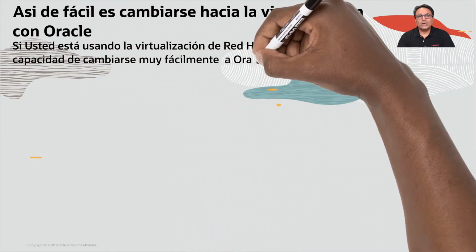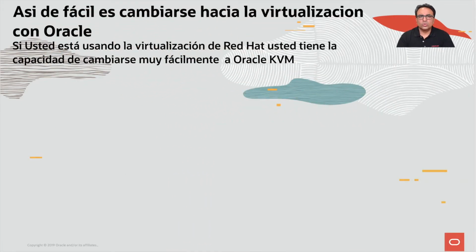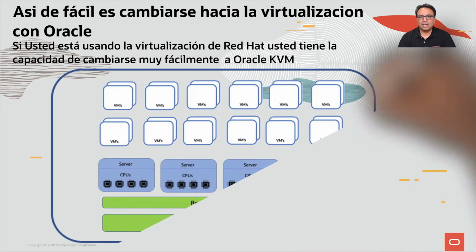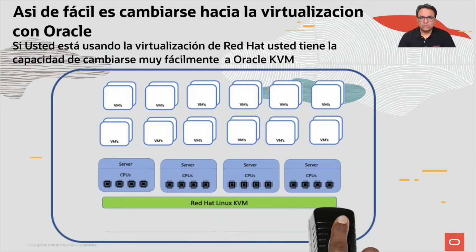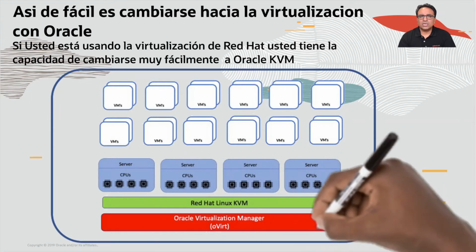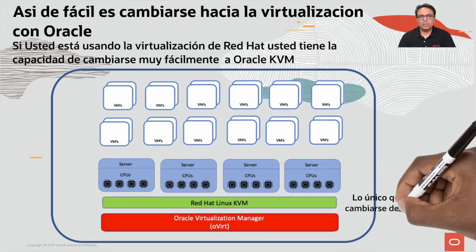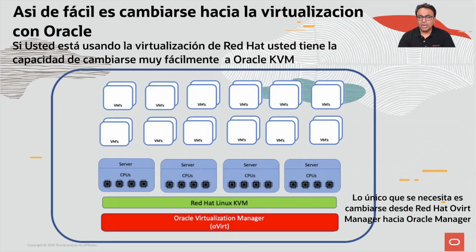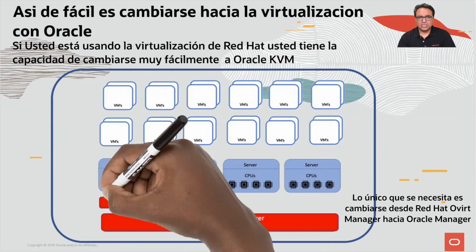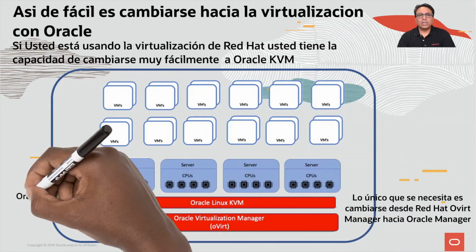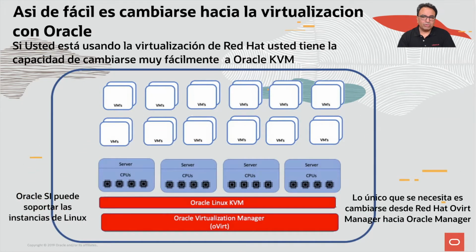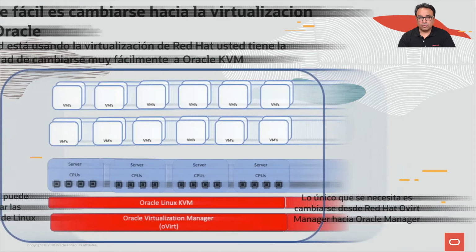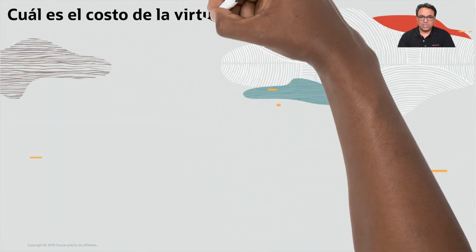Now, how easy is it to change over to Oracle Virtualization Manager with KVM? Well, if you're running Red Hat Virtualization, it's super simple. You don't have to change any of the VMs, any of the configurations. All you need to do is swap the manager over from Red Hat Virtualization Manager to Oracle Virtualization Manager, which is essentially the same. Once you've done that, you can implement CPU pinning. That's how simple it is. You don't have to bring down your systems, you don't have to implement a new infrastructure for virtualization. That's how simple it is.